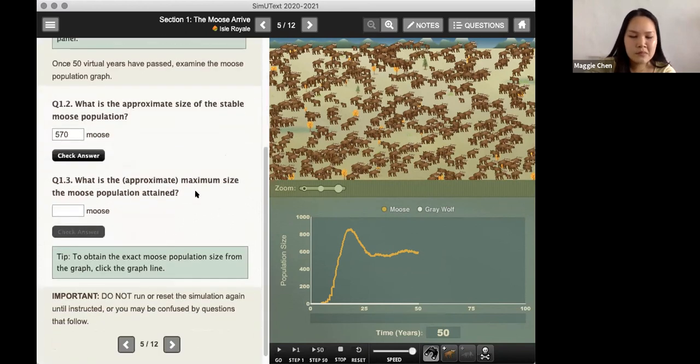And same thing, if we wanted to see what's the maximum size of the moose population, we can just click and drag along and say in our first growth, we have around 850 moose. And we can just check our answer for that.